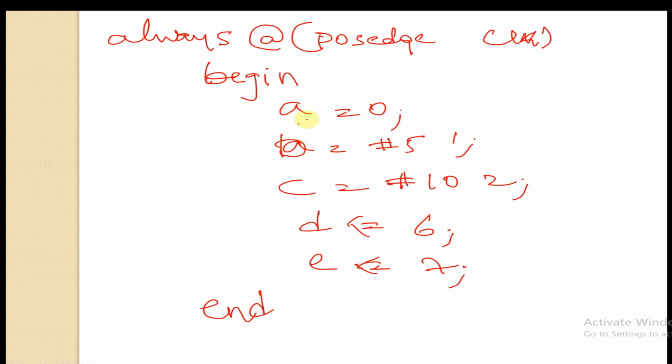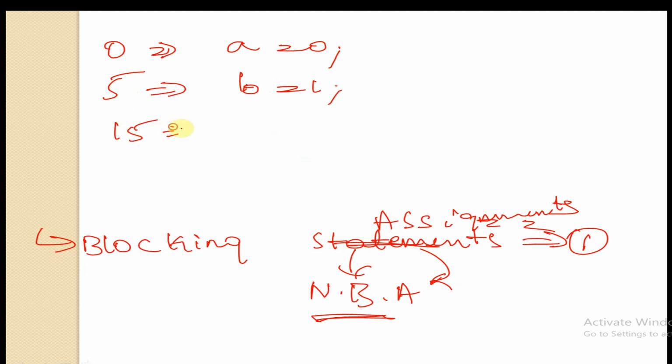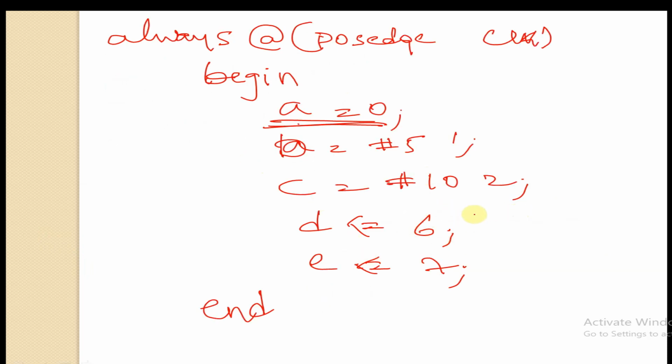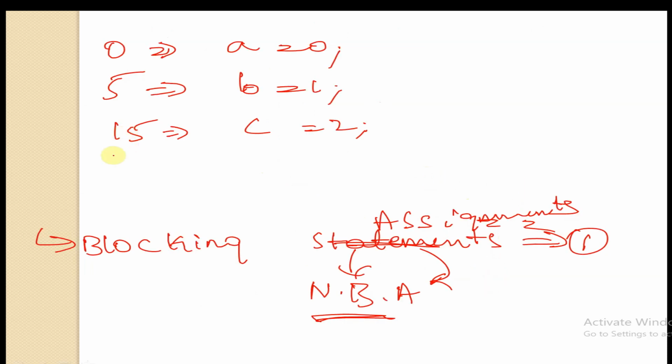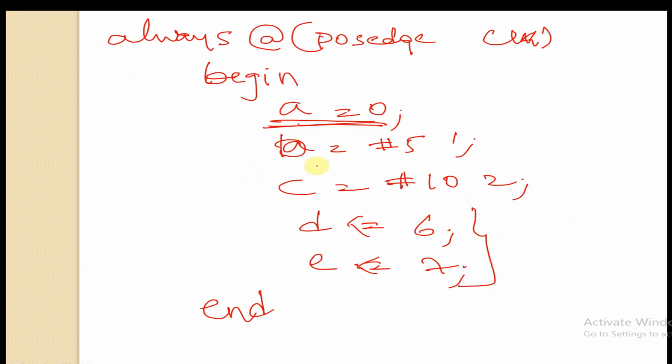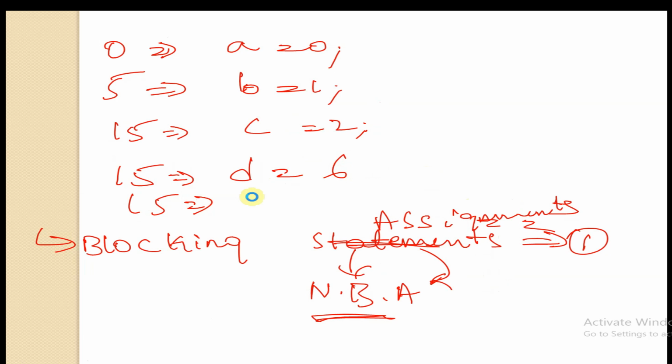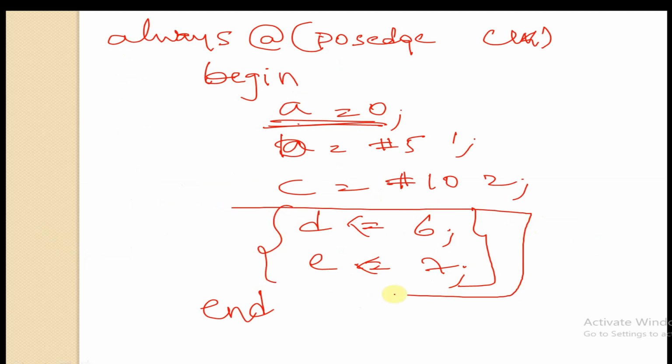So here in this case, the simulator will first evaluate blocking assignments. That is, A will be equal to 0 at 0 time units, and after 5 time units, we will get the value of B, which is equal to 1. And after 15 time units, we will get the value of C, which is equal to 2. And after 15 time units, we will get the value of D, which is equal to 6, and the value of E is equal to 7. So here there is no delay mentioned. So that's why these two statements will execute parallelly. So this is how the output will be when we mix both blocking and non-blocking assignments.